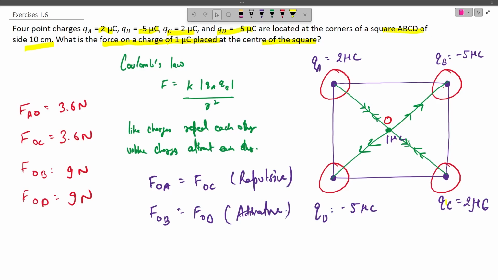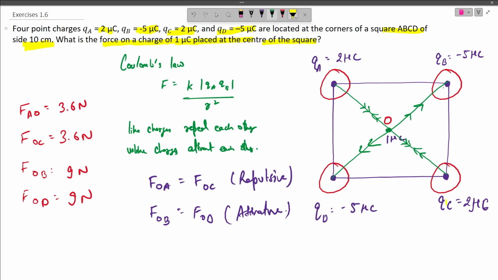The question says that 4-point charges QA of 2 microcoulomb, QB of minus 5 microcoulomb, QC of 2 microcoulomb, QD of minus 5 microcoulomb are located at the corners of a square ABCD of side 10 centimeter. What is the force on charge 1 microcoulomb placed at the center of the square?